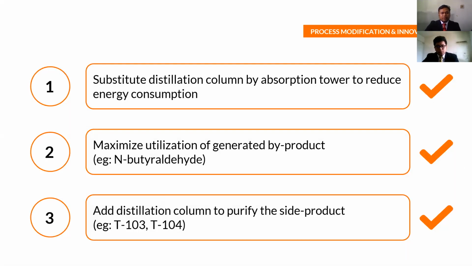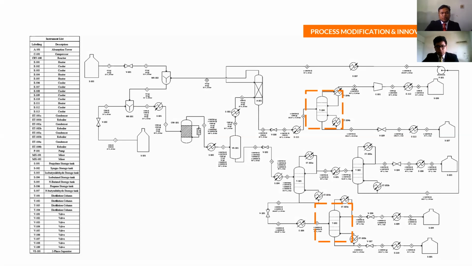The last modification is that we add distillation columns to purify the side product. Some of the patents do not purify the side product and they just send it into the wastewater treatment. So we have two additional distillation columns, T103 and T104. Distillation column T103 is to purify the isobutanol and N-butanol. Distillation column T104 is to purify the propane and N-butyl aldehyde.